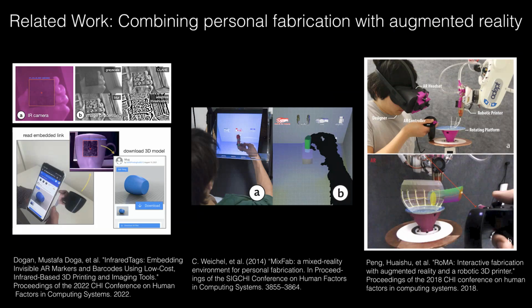In HCI, there is increasing interest in combining personal fabrication with augmented reality. This includes tools that, as shown to the left, embed AR tags in printed objects, as shown in the middle, allow users to 3D model in mixed reality, and as shown to the right, allow users to interactively control 3D printers in real time.